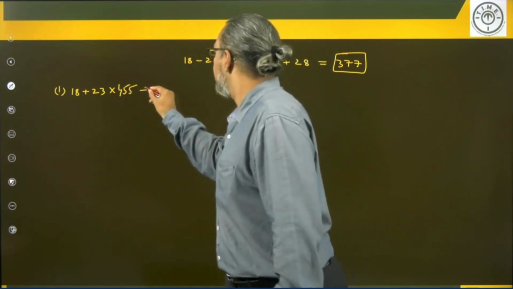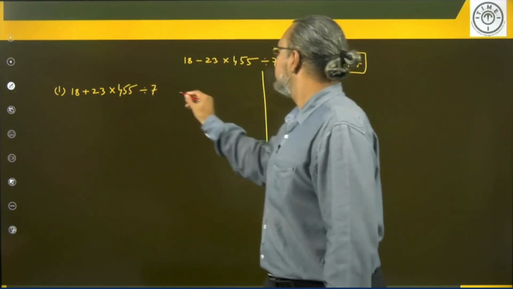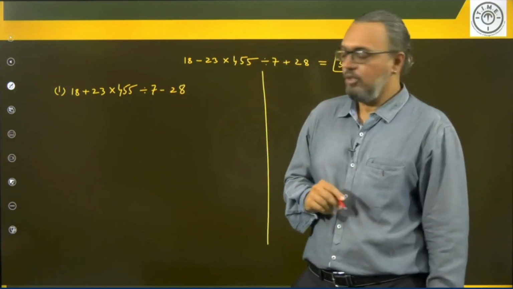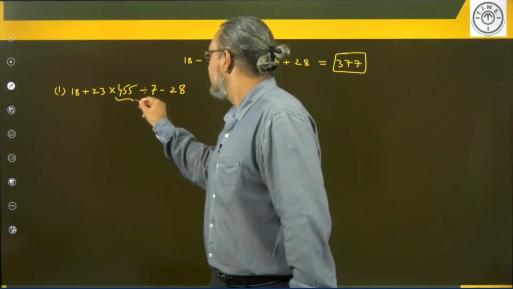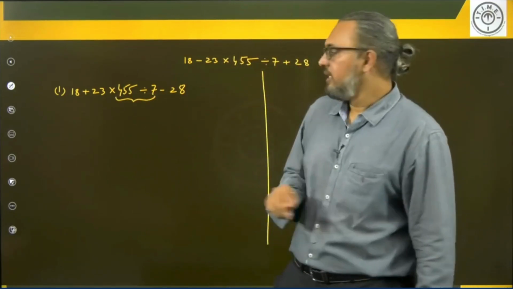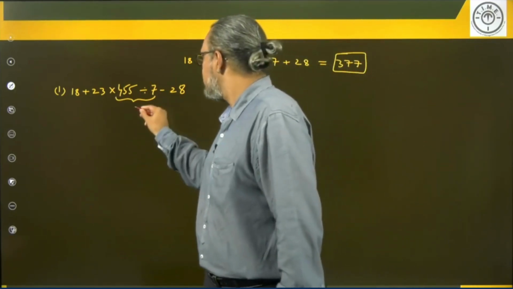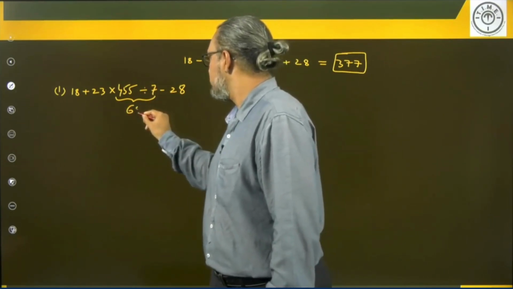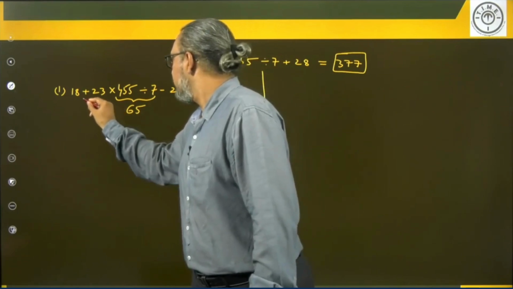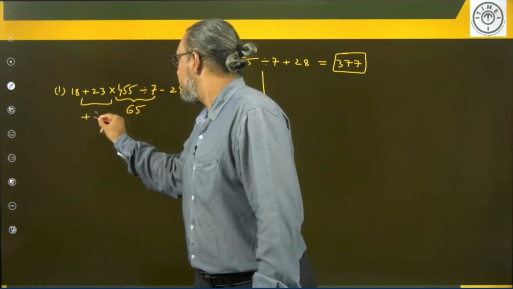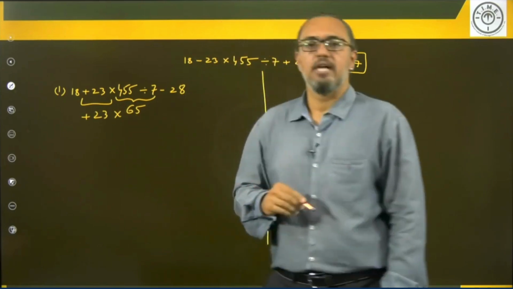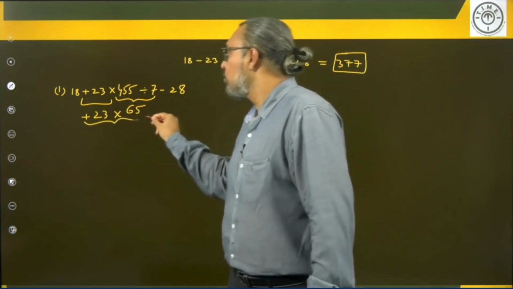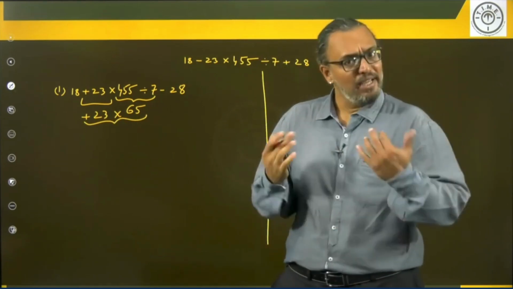Then we have divide by 7, and now this is minus 28. Now what is the value of this expression? First is division, correct? So 455 divided by 7, 7 goes 6 times 42, then carryover is 3, 5 times. So it is 65. Now you take the remaining, which is plus 23 into 65, because after division the next is multiplication. But here you don't have to do the complete calculation, you can take an approximation.